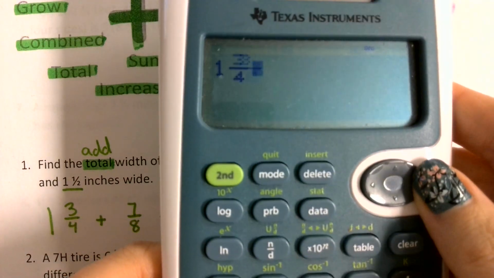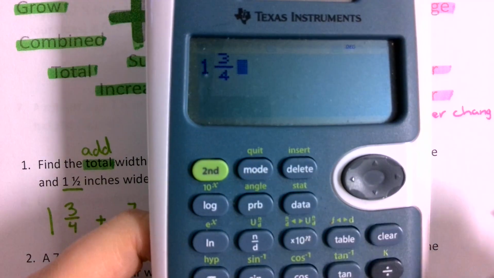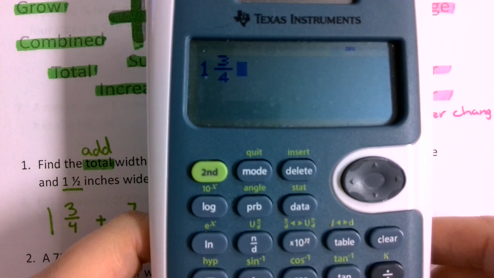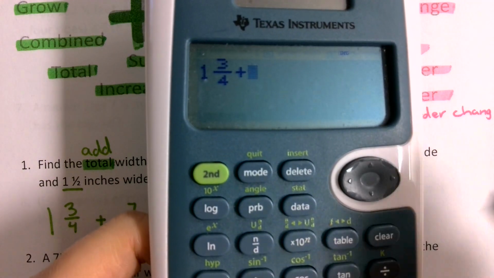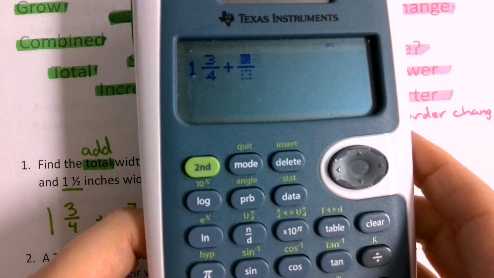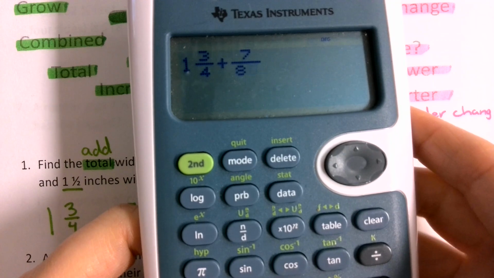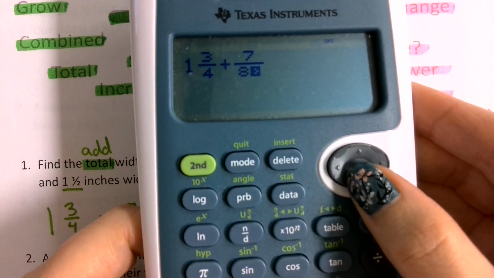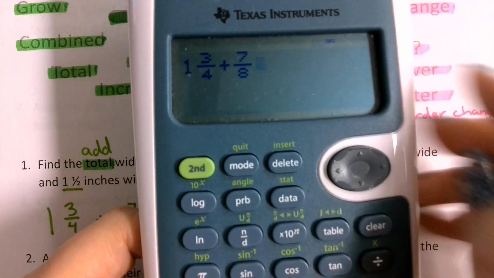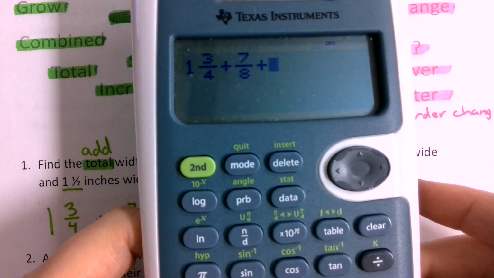So then we have 1 3/4. Then I need to get out of the fraction before I hit my operation. I'm going to use the plus sign. My next one is 7/8. So I'm going to hit my fraction, 7, use my down arrow, 8, use my next arrow to get out of there. So I have to use the side arrow to get out of it. And I can hit a plus sign again.